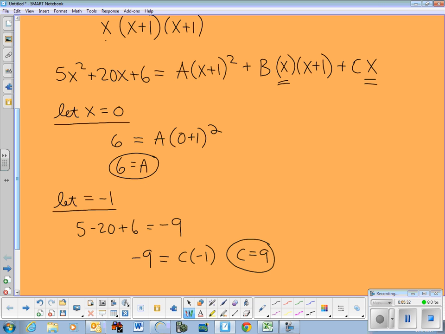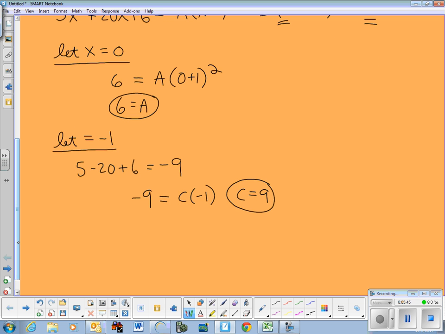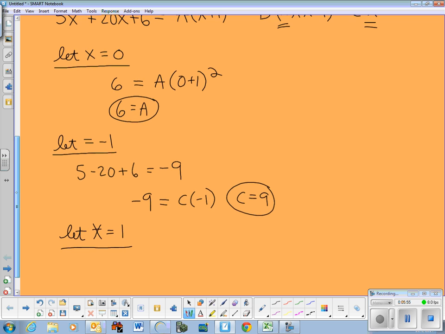What you do in this situation is you let X be any number you want, 17, 22, 116, whatever. I would choose the next easiest X to work with. I'm going to choose X equals 1. It's not perfect because it's not going to wipe out letters, but I don't need to wipe out letters because I already know what two of them equal. So let's let X be 1 and see what happens.